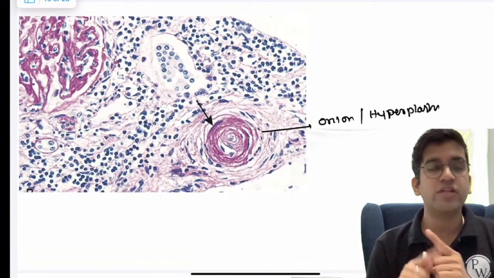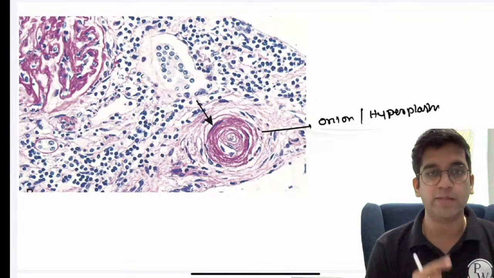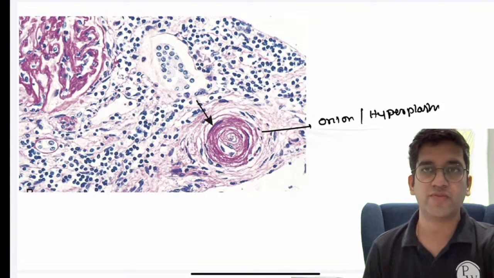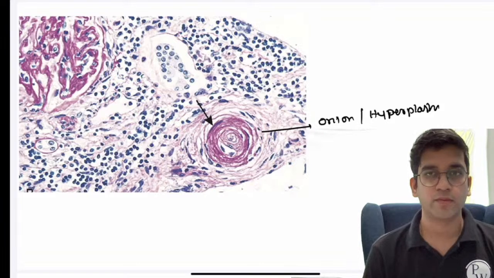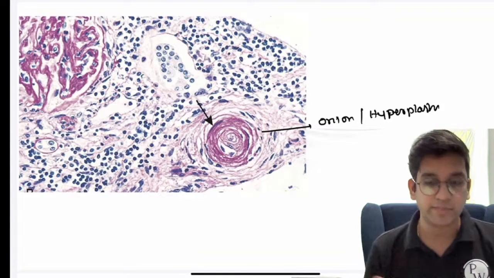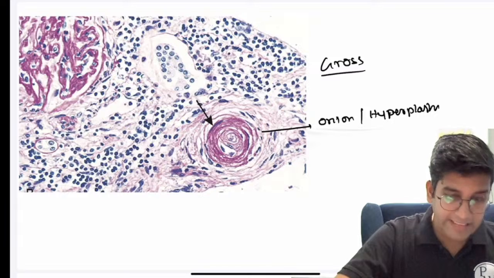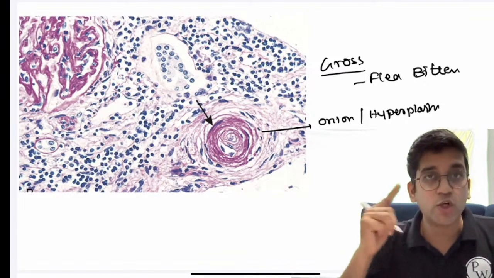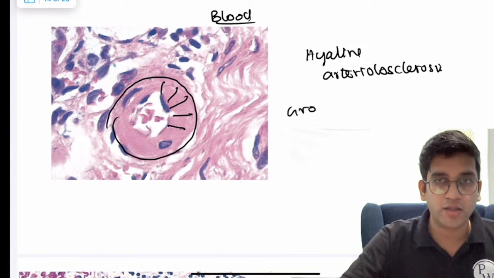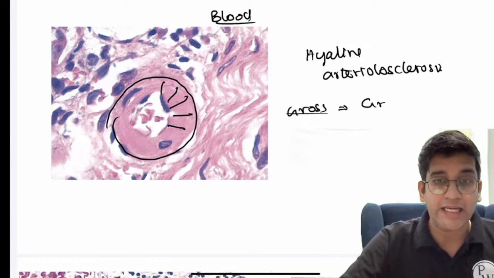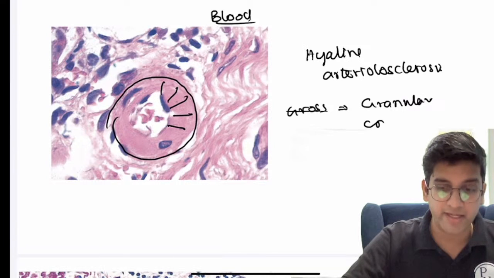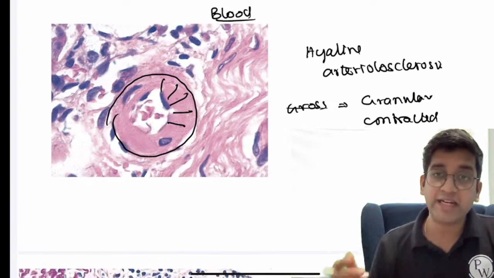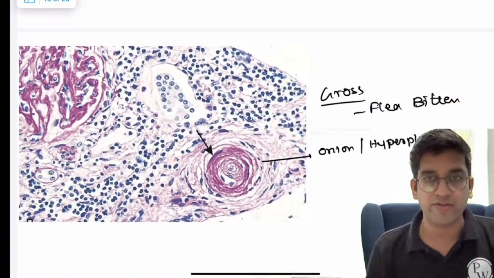Just to complete this, what is the gross finding in the kidney in benign hypertension? The gross finding in kidney. You have a flea-bitten appearance, right? So the gross finding in the kidney in malignant hypertension is the flea-bitten appearance, or petechial hemorrhages on top of the kidney. What's the gross finding in benign hypertension? You have what is called a granular contracted kidney, right? So in benign hypertension you see a granular contracted, smaller kidney, and in malignant hypertension you have petechial hemorrhages or the flea-bitten appearance, right?